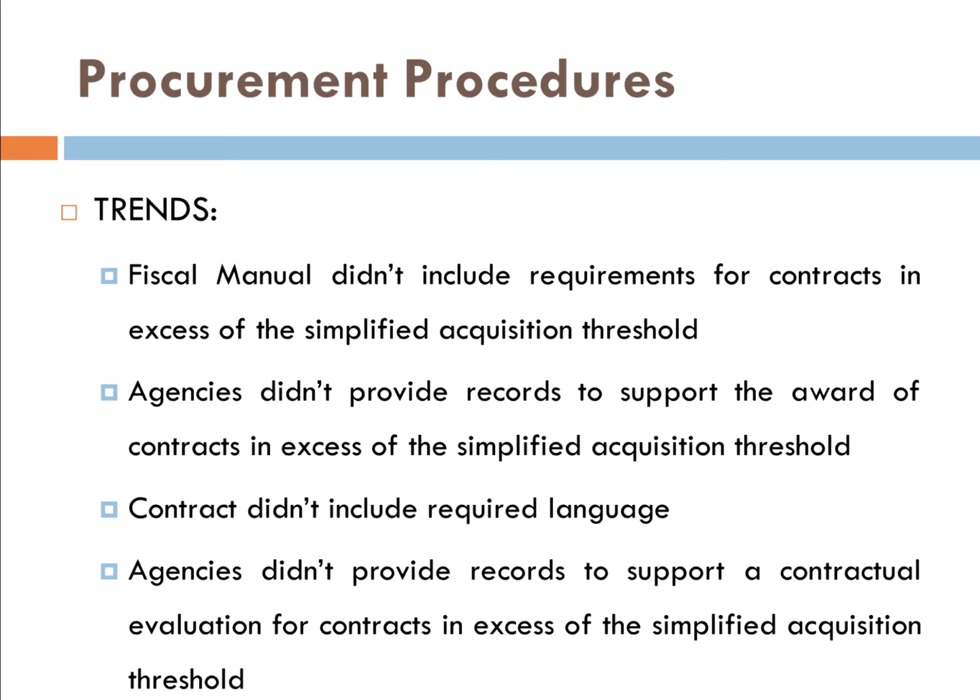For those of you who have had contracts in excess of the simplified acquisition threshold, you also have to do what they call a contractor's evaluation. Because, again, it's not just a lower tier contract, it's a higher tier contract. So if it's in excess of that, you have to do an evaluation of the services being provided under that contract.